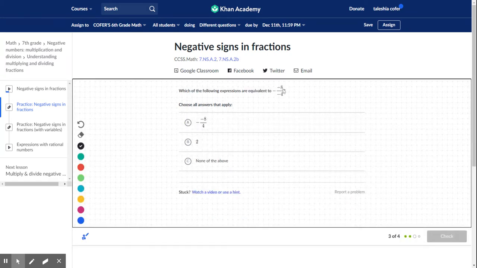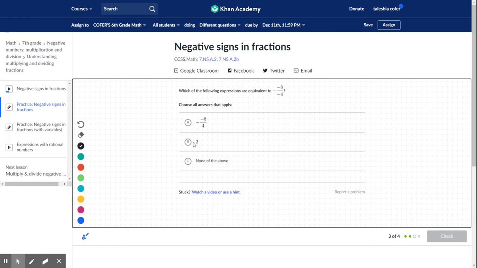On this one, I have 1, 2, 3 negative signs. 3 is an odd number. So on my answer, I need an odd number of negative signs. Here, I have two negatives. That's even, so I know that will not work.